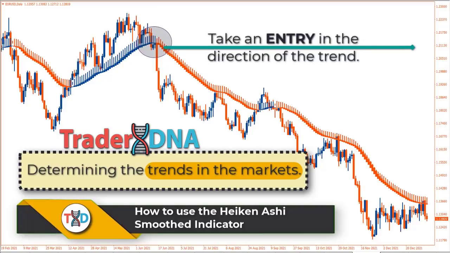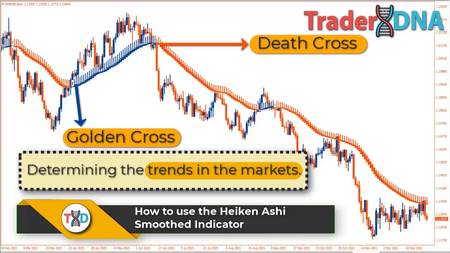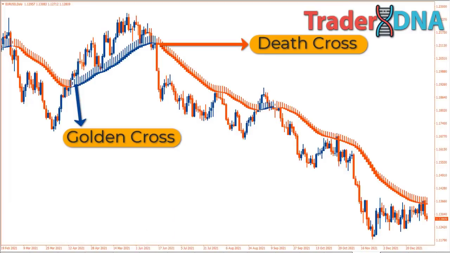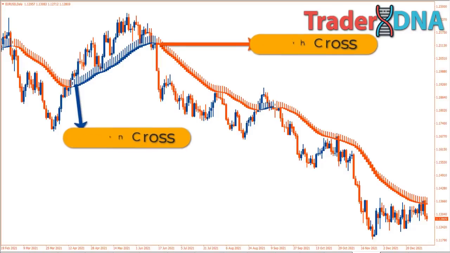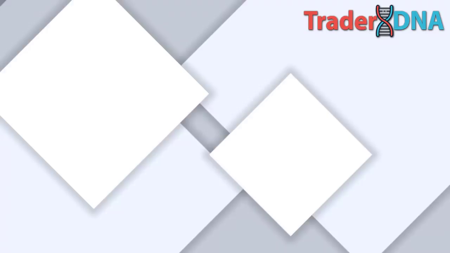Bullish and bearish signals are generated when the moving averages mark a golden cross, or when the short-term moving average cuts across the long-term moving average to the upside, and the death cross, or when the short-term moving average cuts across the long-term moving average to the downside. But as with any trading strategy, using just one indicator will not give you the market perspective. This is the same case with the Heiken Ashi smoothed indicator as well. You will probably need to use other indicators such as RSI and stochastic oscillator.